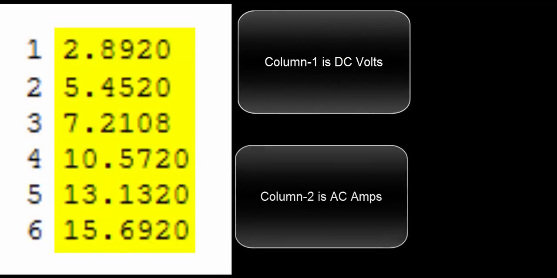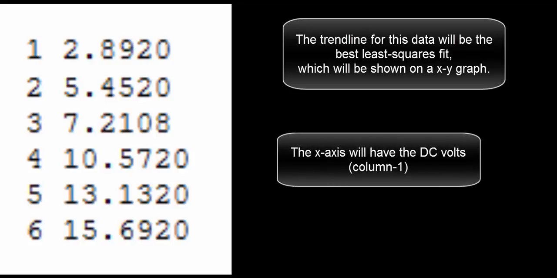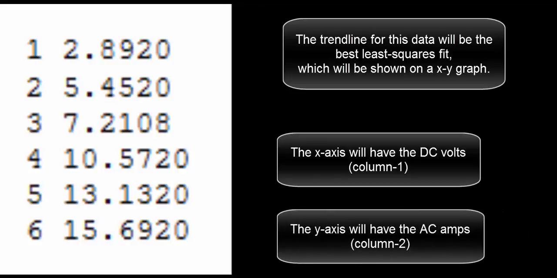Using Excel to create a trend line. Column 1 is DC volts. Column 2 is AC amps. The trend line for this data will be the best least squares fit, which will be shown on an XY graph. The x-axis will have the DC volts, that's column 1. The y-axis will have the AC amps, that's column 2.